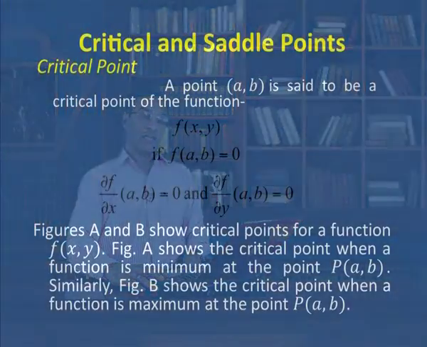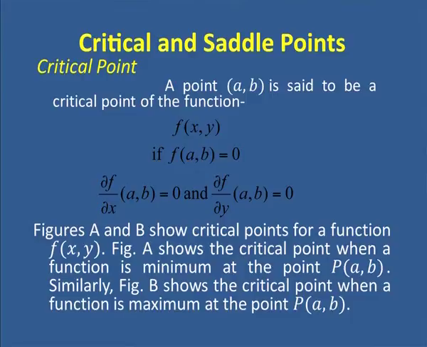Now I will explain how a critical or saddle point is generated. The critical point: a point (a, b) is said to be a critical point of the function f(x, y) if f(a, b) = 0 implies del f over del x at (a, b) is equal to 0 and del f over del y at (a, b) is equal to 0.